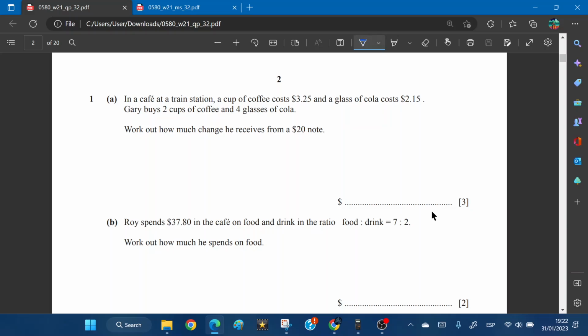Okay, so we got $3.25 for the coffee and $2.15 for the cola. Gary buys 2 cups of coffee, so we're going to times that by 2, and 4 glasses of cola. Okay, must be buying this for a family. Work out how much change he receives from a $20 note. So let's first work out how much it costs.